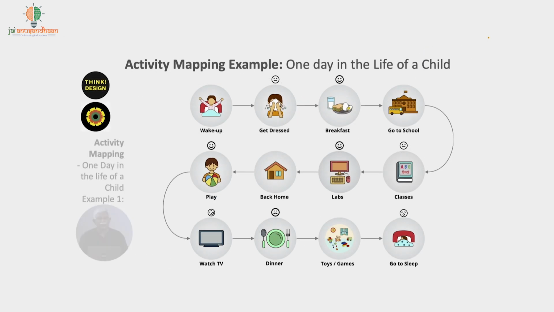So this is one day in the life of a child. He wakes up, gets dressed, has breakfast, goes to school, then classes, then laboratories, back home, then play, then watches TV, dinner, plays toys and games, and goes off to sleep. Typical day in the life of a child. A bit of the emotions are also shown there, but at a glance you get the feel of what a child does.